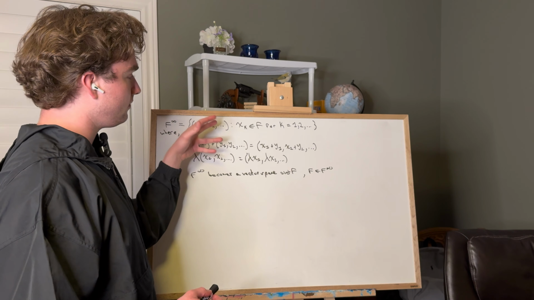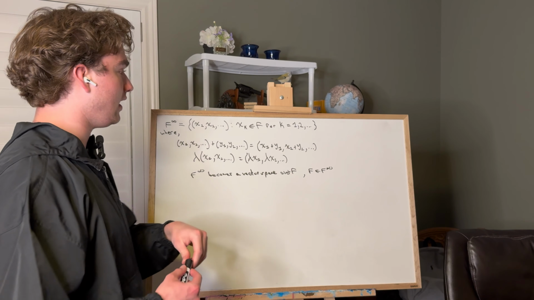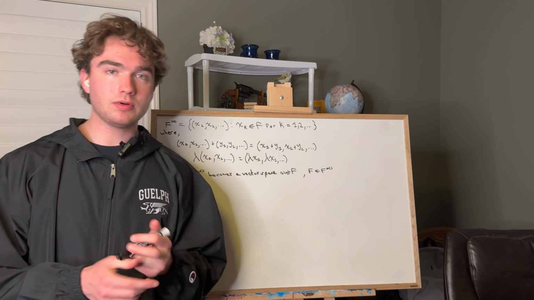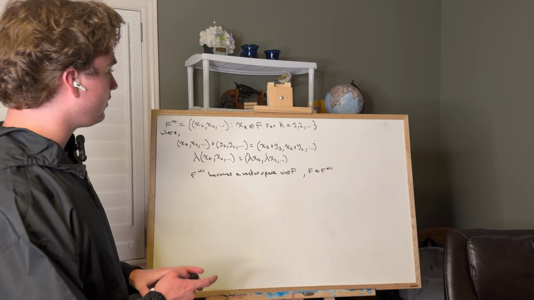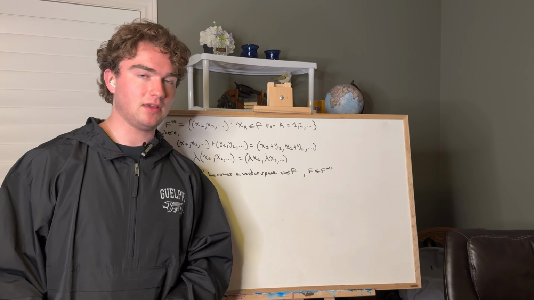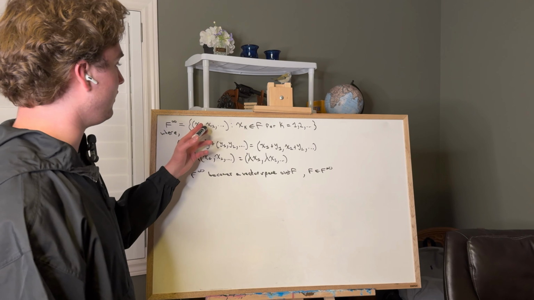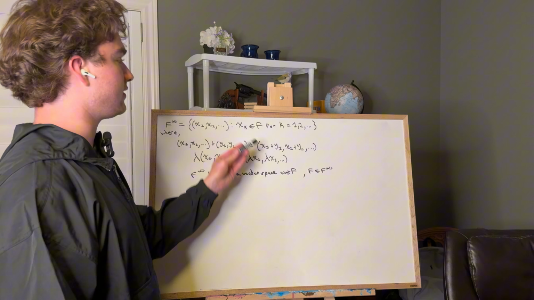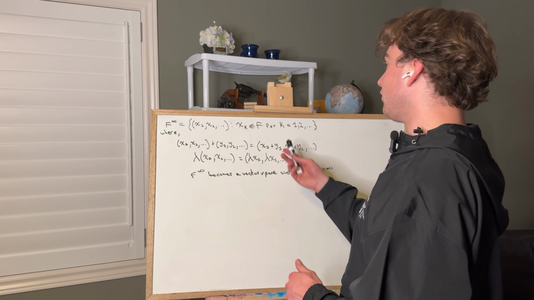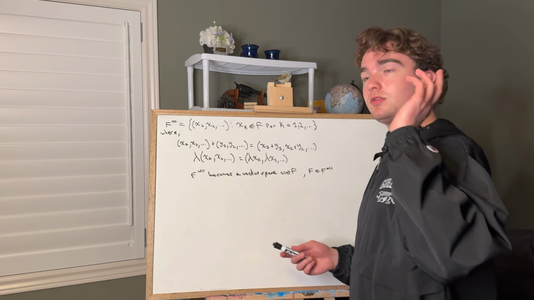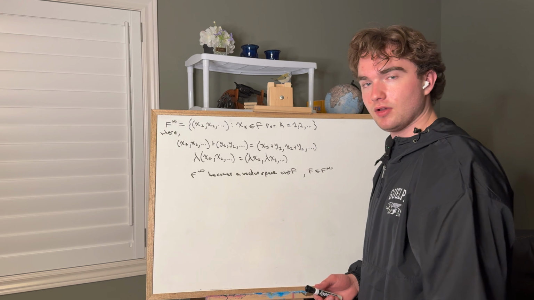So x at k, right? It's like when we were doing macro and it was like something at time t, right? This is x at 1, this is x at 2, this is x at k. So x at k is in F for k equals 1, 2 until infinity, okay?